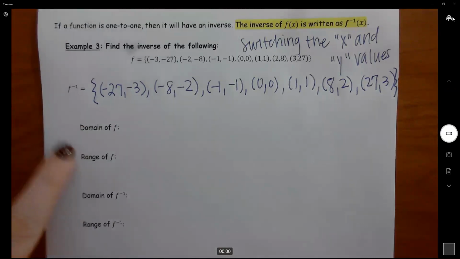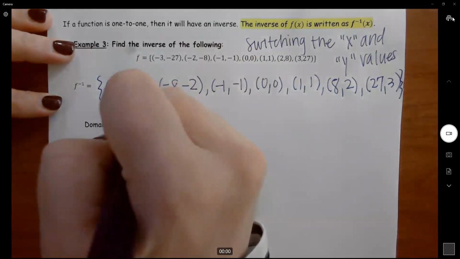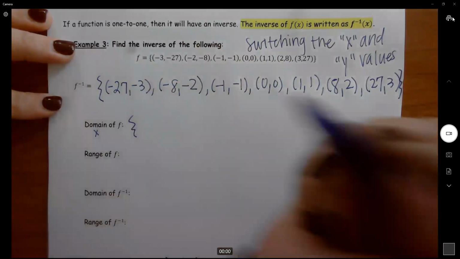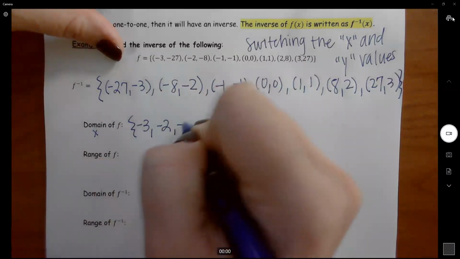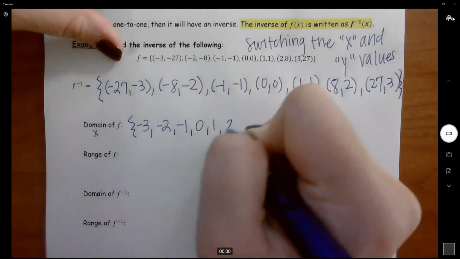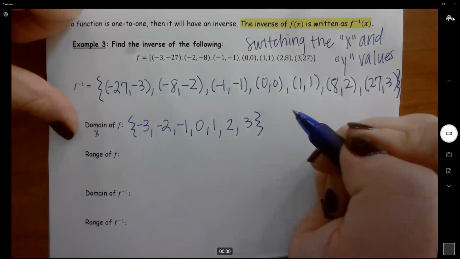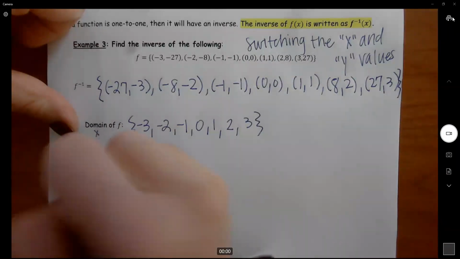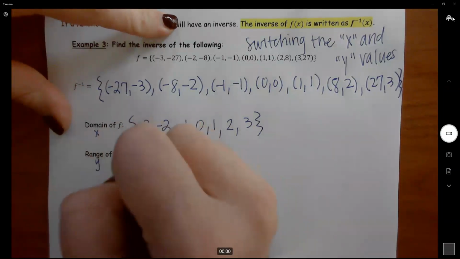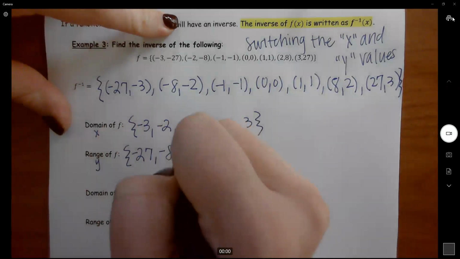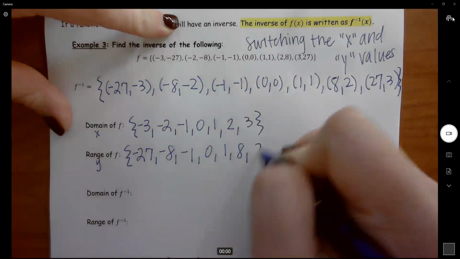Okay, I want to find the domain and the range of my function. So my domain of my function, remember domain is your x values. So we have -3, -2, -1, 0, 1, 2, and 3. Find the range of your function, which is your y. So squiggly bracket, -27, -8, -1, 0, 1, 8, 27.